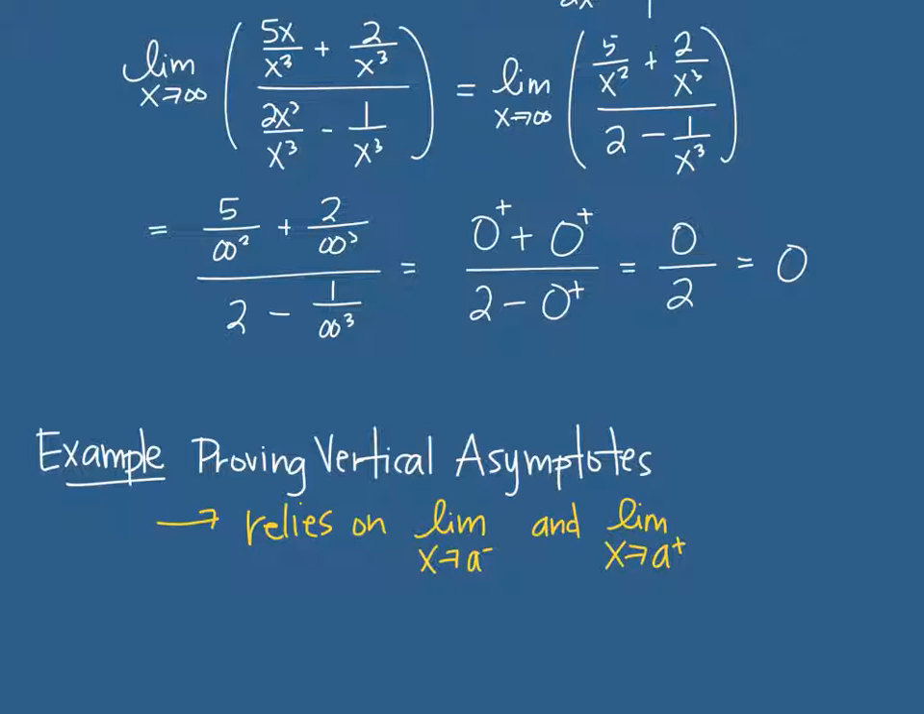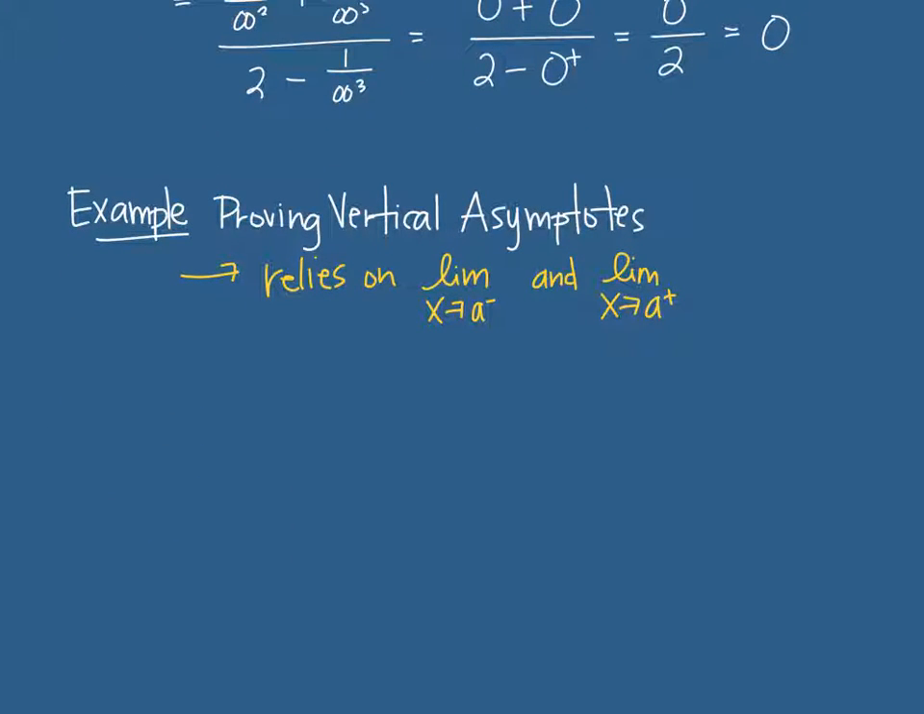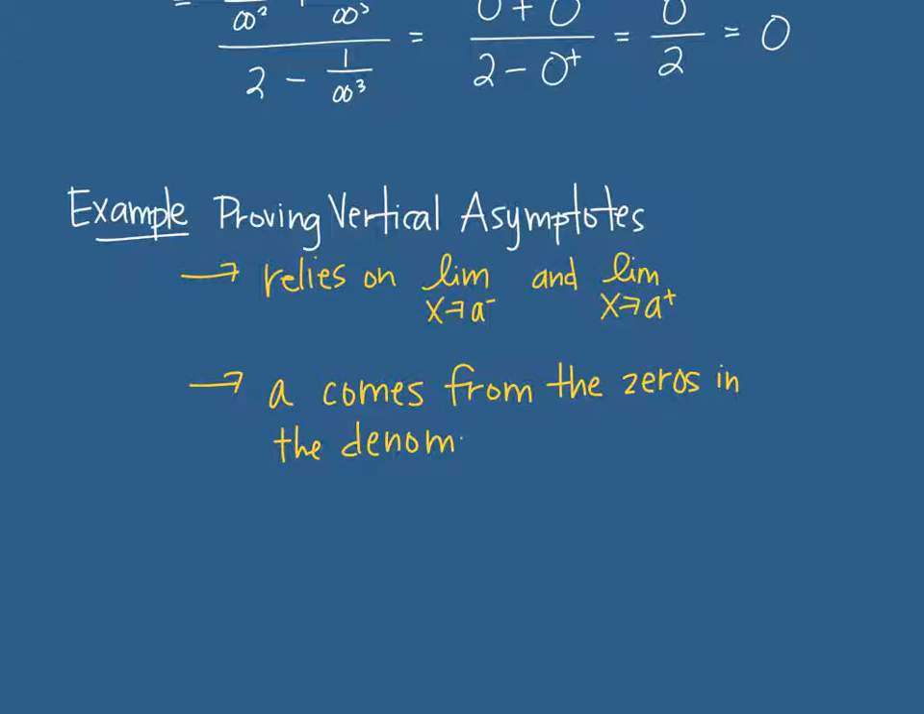Well, where are you going to get a from? How do you know what a is? What's the value? Are you approaching 1? Are you approaching 5? Like, what's the value of a? All right. And so a comes from the zeros in the denominator. So if the denominator is factorable and has zeros, which would not be part of the domain, so we would say that they are excluded from the domain, those are the a values that you're going to use. And if there's more than one, you have to do it for each of them.